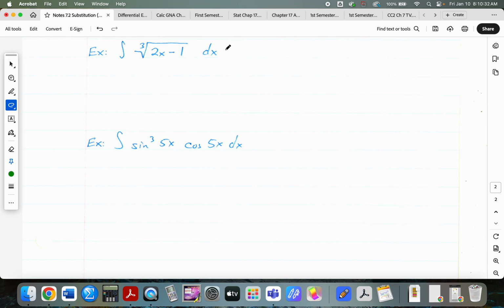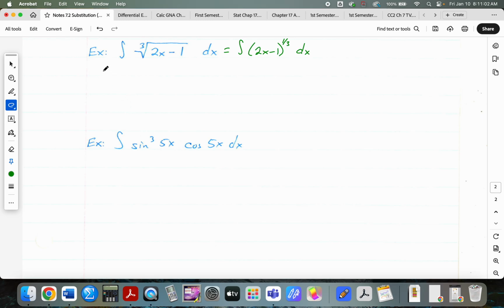Again, I always start by rewriting it so that it's in a form that I like better. I'm going to rewrite that as 2x minus 1 to the 1/3 dx. I've got a composite function. I don't have anything outside, but the derivative of the 2x minus 1 doesn't have any variables in it. So that's going to be fine.